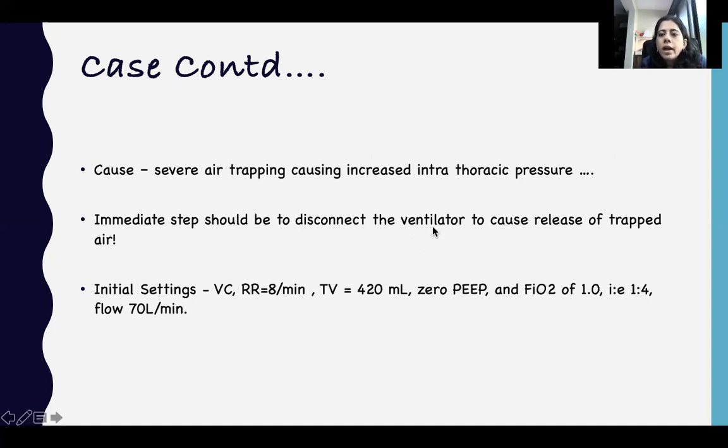Another reason why they will have hypotension is also because they are hypovolemic. They may be hypovolemic, and with the loss of sympathetic drive and the increase in the intrathoracic pressure, it further worsens the venous return. So they should also be adequately hydrated before planning to intubate these patients. So as we all discussed, we have kept a respiratory rate of 8, tidal volume of 420, 0 PEEP, FiO2 of 1, and the IE ratio of 1:4, and a flow setting of 70 liters per minute to allow adequate expiratory time for the complete exhalation of the lung volume.